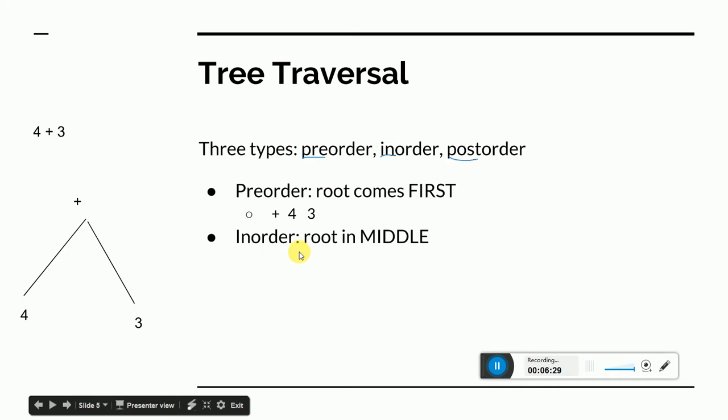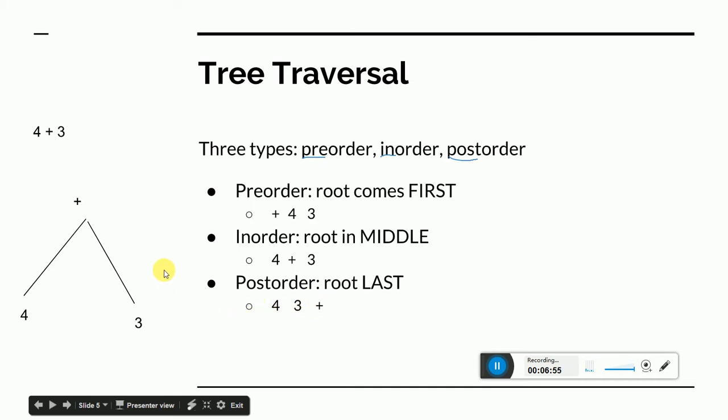Likewise, in order, the root comes in the middle, and that's what we're used to, seeing something like 4 plus 3. So we'll look for an operator in between the two values. So 4, boom, plus 3, and we do it like that. Finally, post order, the root will come last. So we have left, right, and then the root will come last. So 4, 3, plus, and again, in this case, we would look for the root to come last.